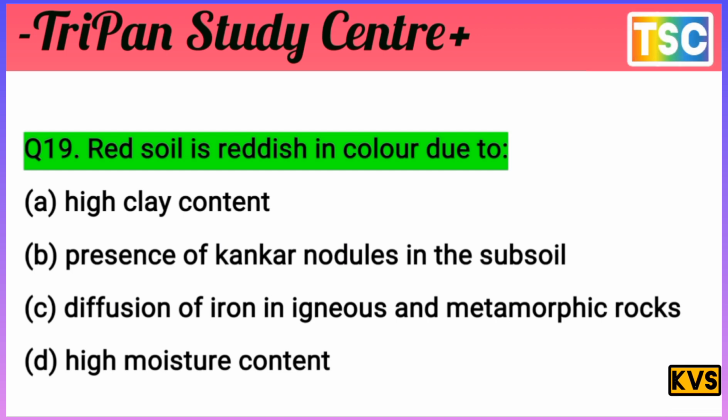You must have thought of your answer. Let's see what our answer is to this question. The question is very clear: red soil is reddish in color due to the reasons given here. High clay content is not the answer. A is rejected. B, presence of kankar nodules in the subsoil, is also rejected. High moisture content is also rejected. The answer is diffusion of iron. Iron gives the reddish color. The important answer is C: red soil is reddish in color due to diffusion of iron in igneous and metamorphic rock. That's important. Let's see the next question.